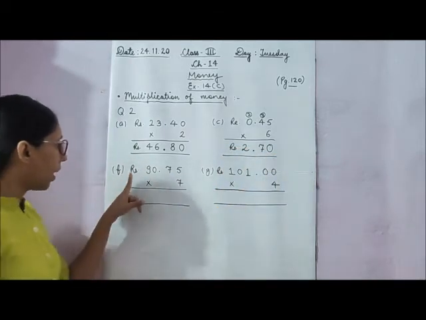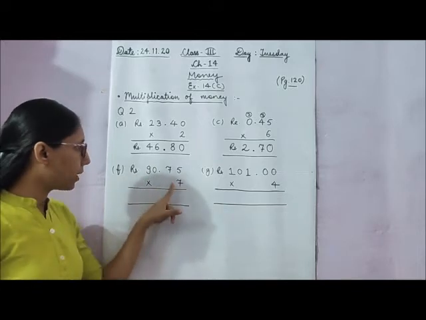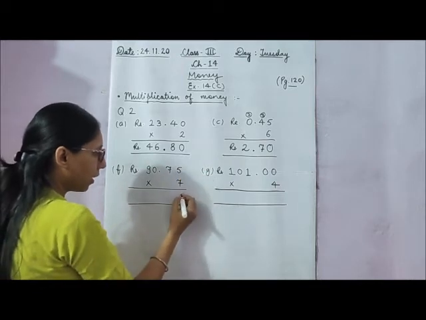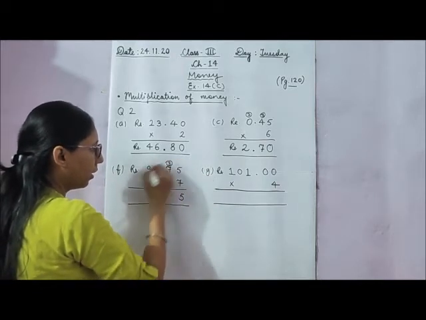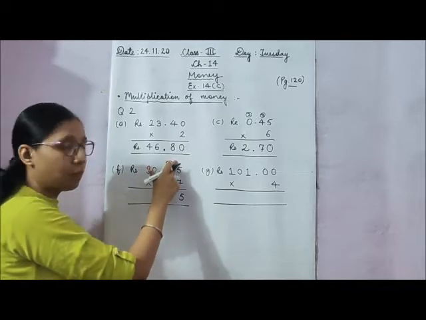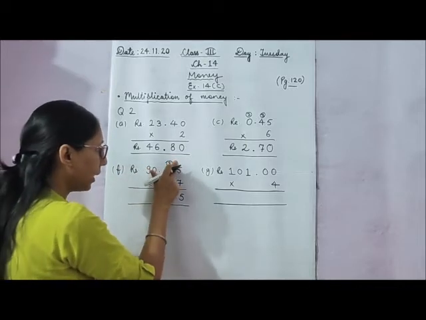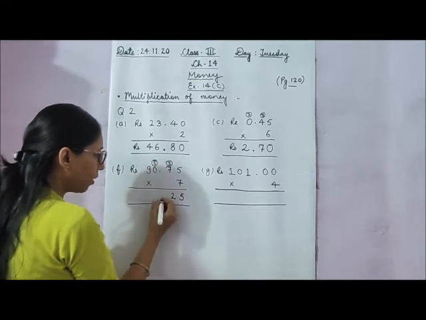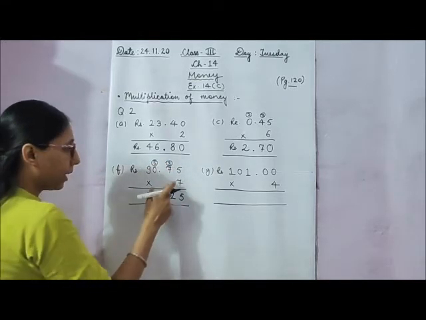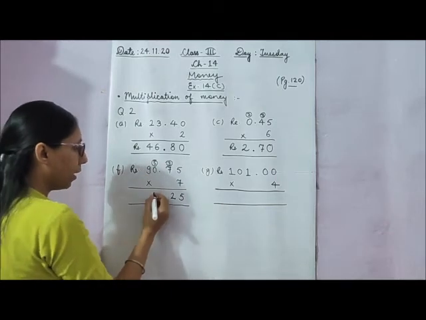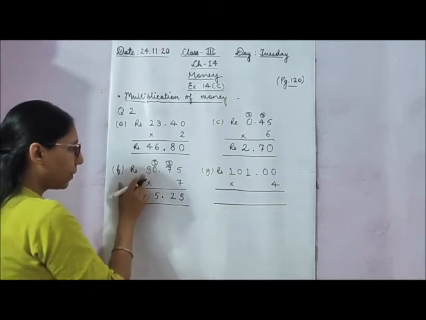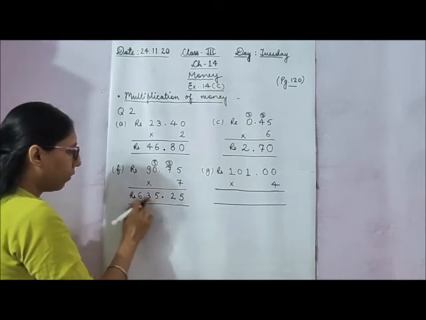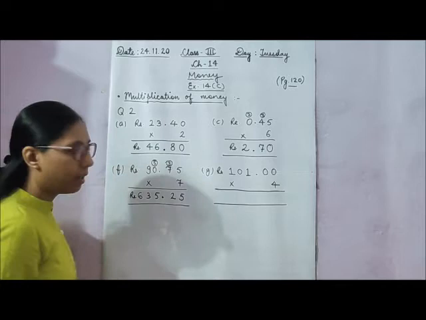In F part, we have to multiply 90 rupees 75 paise by 7. So, starting from last place, 7 times 5 is 35. 3 carry forward. 7 times 7 is 49. Plus 3 is 52. So, 5 carry forward. Now, there is a decimal point. So, we will place decimal point over here. Then 7 times 0 is 0. Plus 5, we will write 5. 7 times 9 is 63. So, 635 rupees 25 paise is the answer.